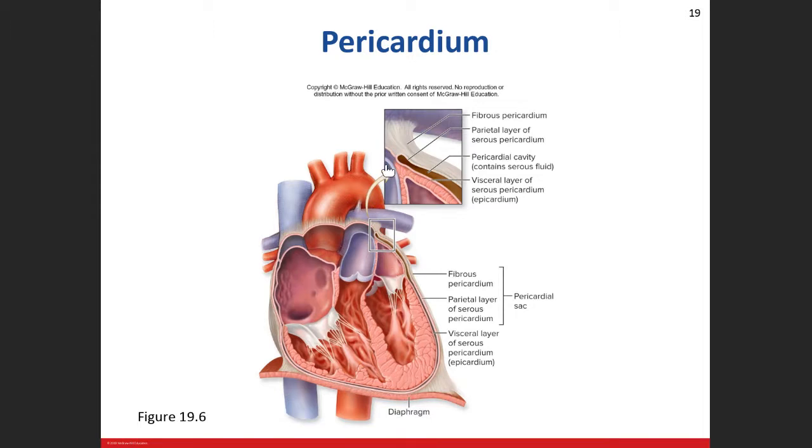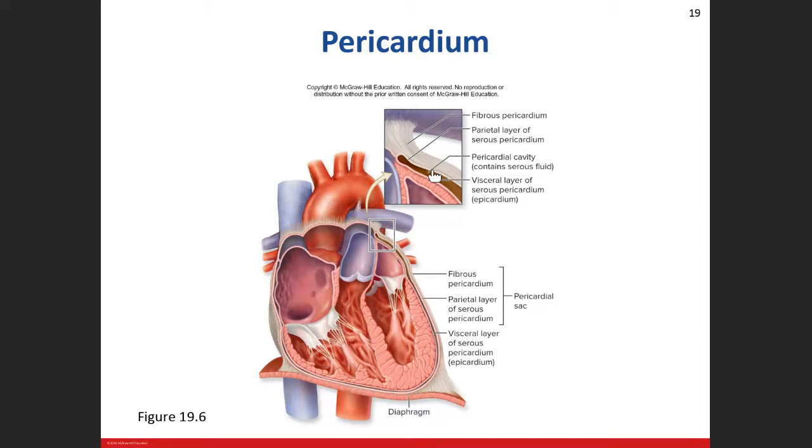So then what we're going to do now is zoom in on this area here, and you can see here's our fibrous pericardium, that's that dense irregular connective tissue. And then you can see this thin little layer, this one solid line here, and that's the parietal layer. It's one cell layer thick. It's made up of simple squamous epithelium and areolar connective tissue.